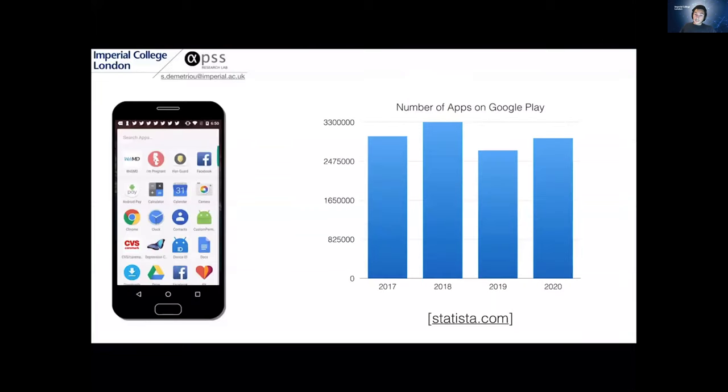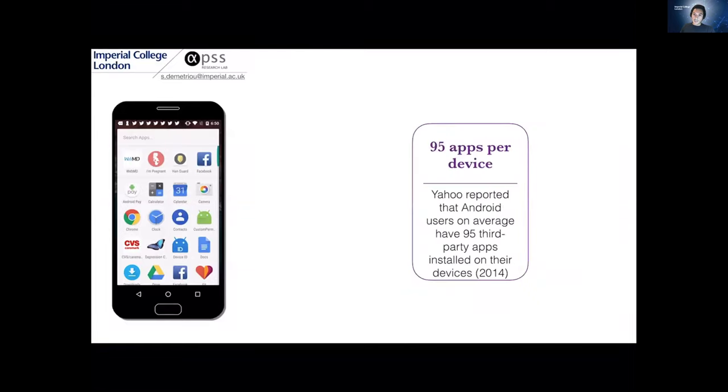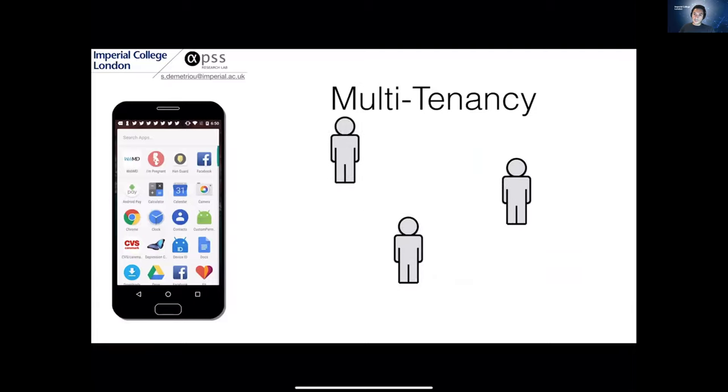The attacks I'm going to be talking about are made possible partly due to the complexity of mobile operating systems. In particular, these systems have functionality designed to support programs or applications from several sources that are not necessarily trusted. In fact, there are around 3 million apps available on Android devices if you go to the official Android application store. And we expect users on average to install 95 such apps on their phones. And this creates an issue of multi-tenancy on the smartphone platform.